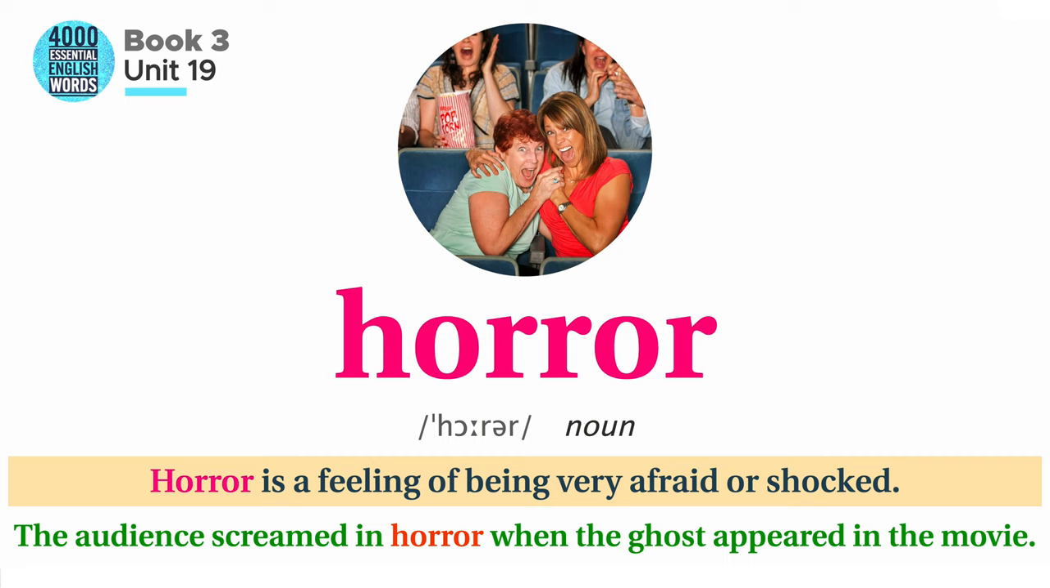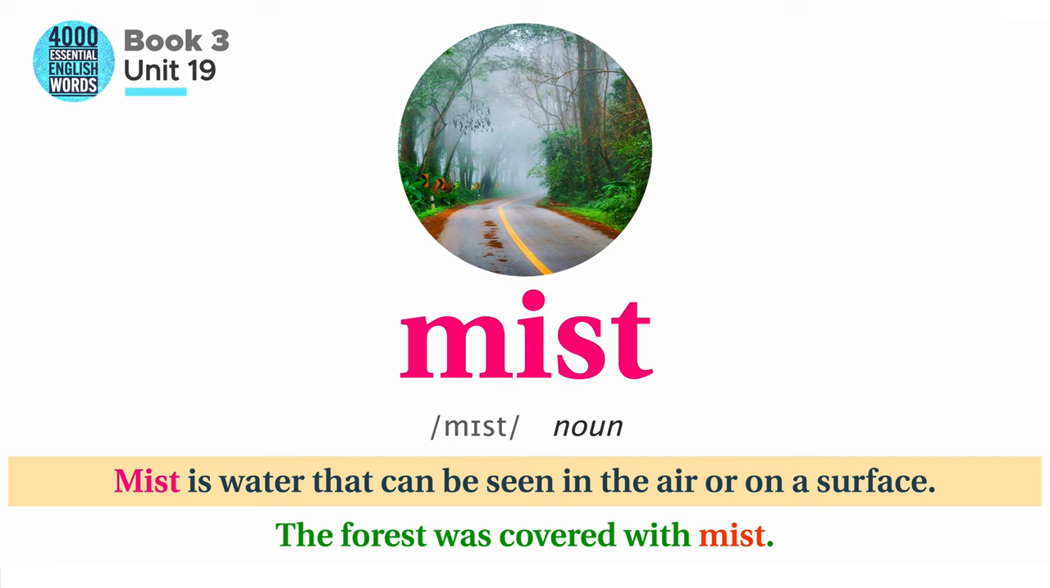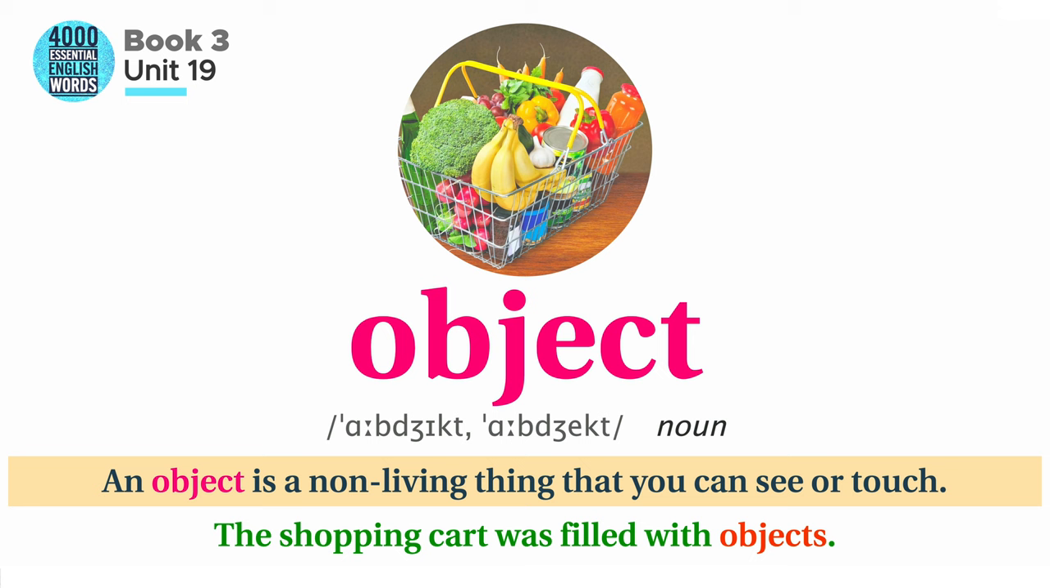Incident. An incident is an event that is usually not pleasant. Mr. Wilson had an incident. He became sick and had to leave. Mist. Mist is water that can be seen in the air or on a surface. The forest was covered with mist. Object. An object is a non-living thing that you can see or touch. The shopping cart was filled with objects.